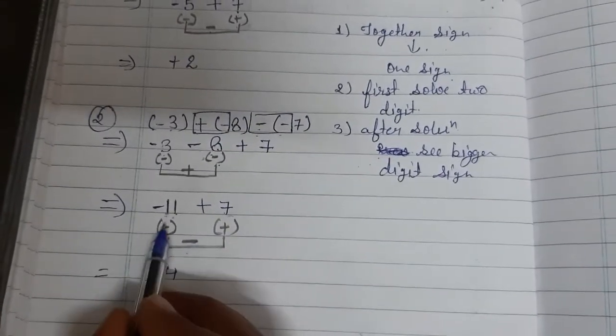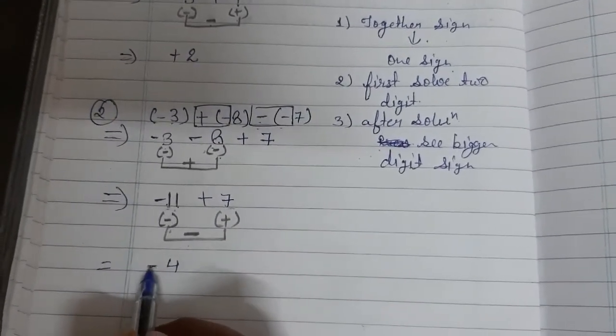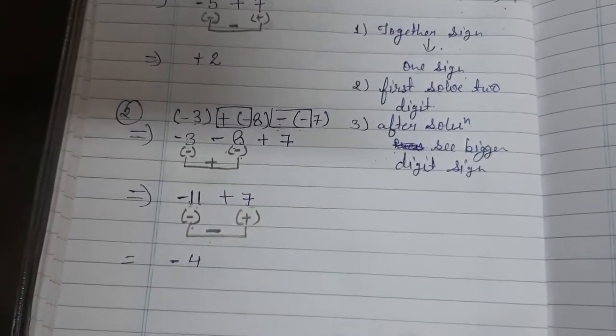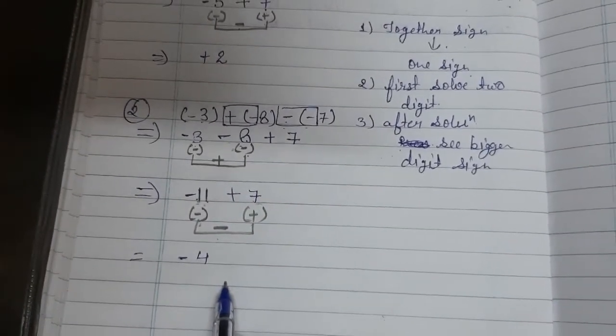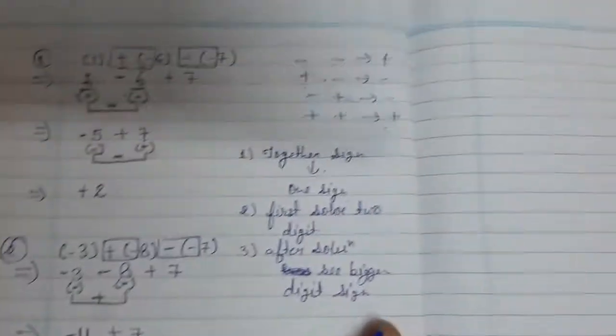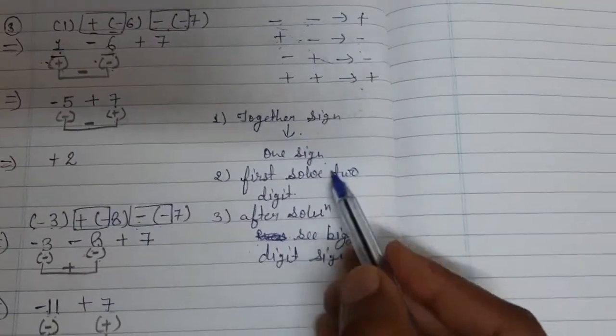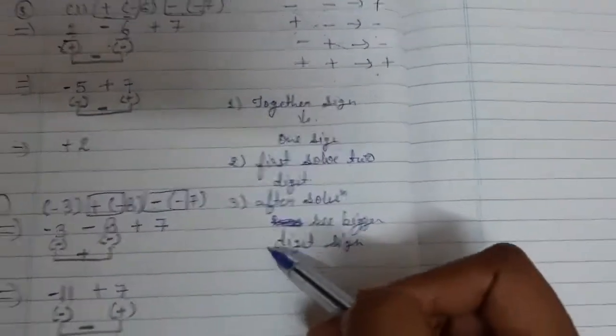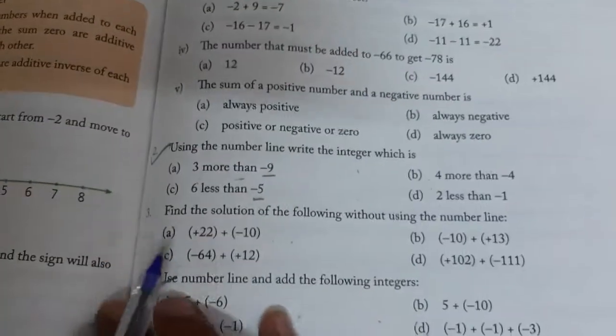And the bigger one digit is negative, so you have to put the negative sign in your answer also. This answer is minus 4. Now look at our exercise. Remember this step by step and do all the remaining questions in your book.